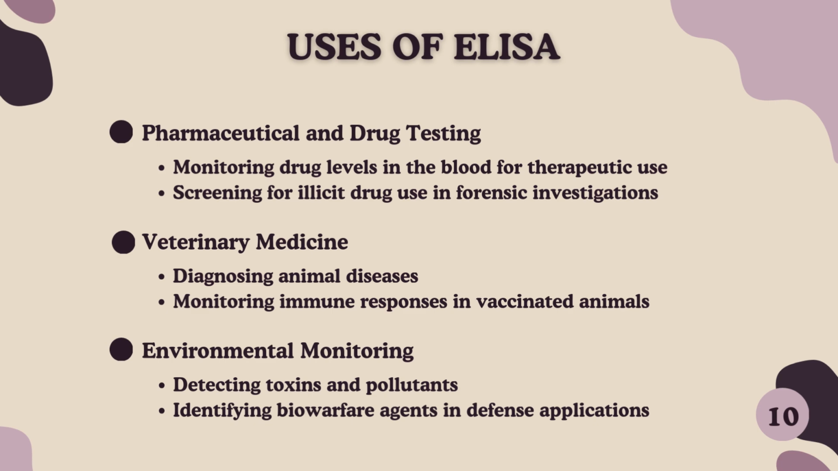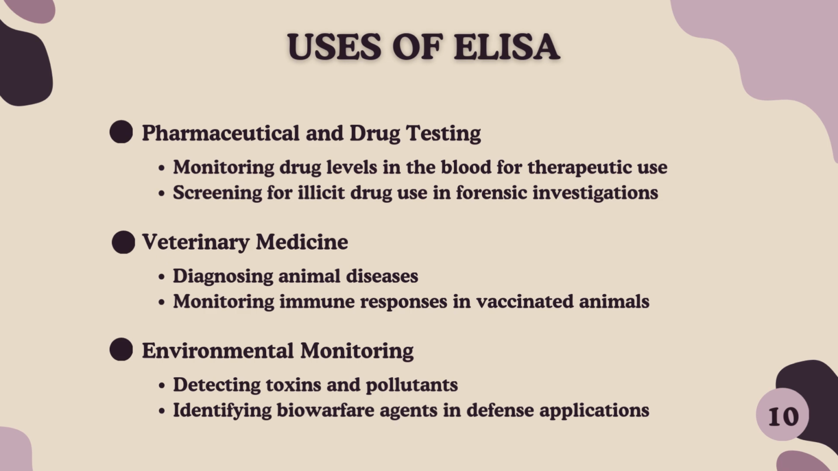Okay, point number 3 is pharmaceutical and drug testing. In medicine, ELISA is used to monitor drug levels in patients to ensure the right dosage is given for effective treatment. It is also used in forensic toxicology and law enforcement to screen for illicit drug use, such as detecting substances like cocaine or opioids in blood or urine samples.